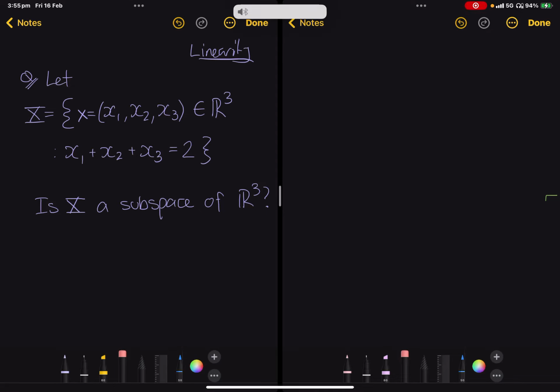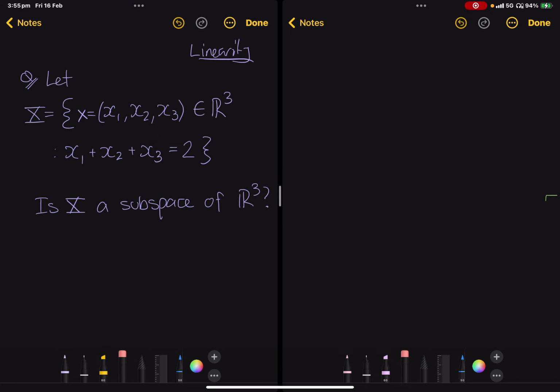Okay, so we're going to have a look at another question from university linearity. We're told to let capital X equal x = (x1, x2, x3) included in R3. Now we're given the condition x1 + x2 + x3 = 2, and we are asked, is capital X a subspace of R3?